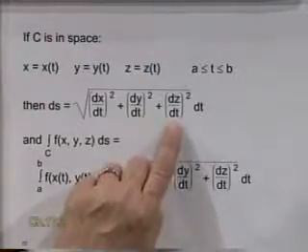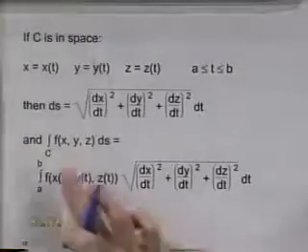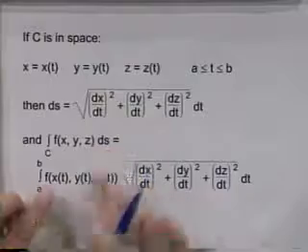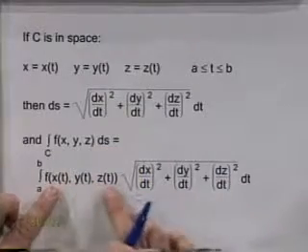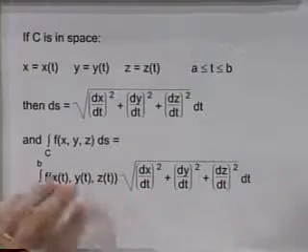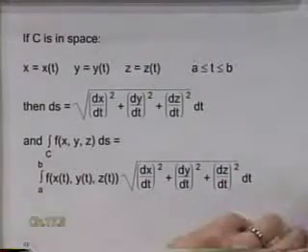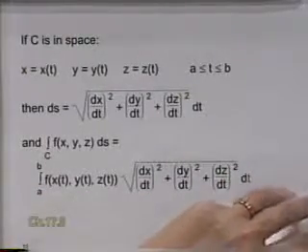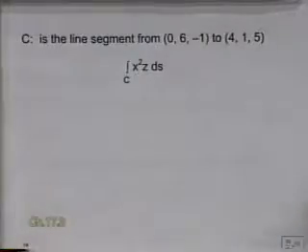plus dz dt squared. And the integral along your curve of f of x, y ds is you're going to plug in for x, y, and z in terms of t for your function f. And your ds just has that dz dt squared component. No different. Okay?